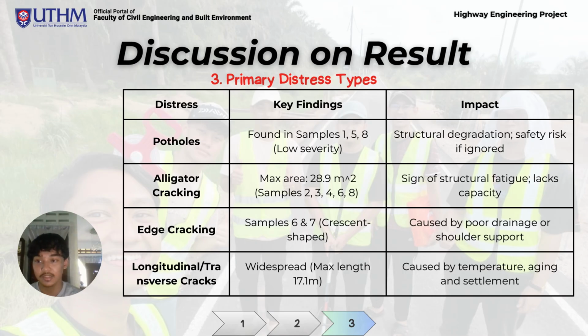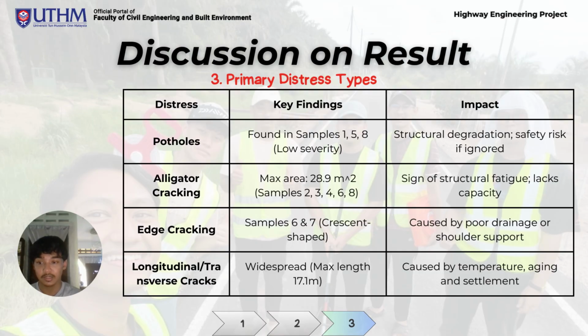Okay, now this slide shows the primary pavement distress types identified during our assessment. Firstly, potholes were found in samples 1, 5, and 8 at low severity. Although minor, they can develop into a serious safety and structural issue if not treated early. Secondly, alligator cracking was observed in several sections with a maximum affected area of 28.9 square meters. This distress indicates structural fatigue and shows that the pavement is no longer able to support traffic load.